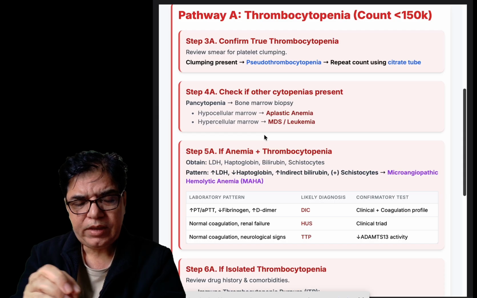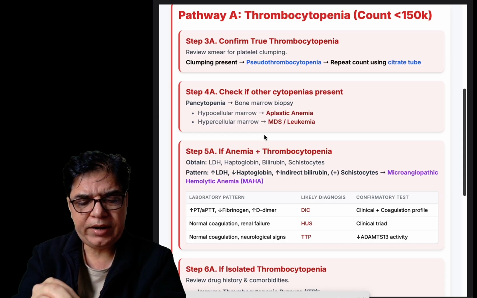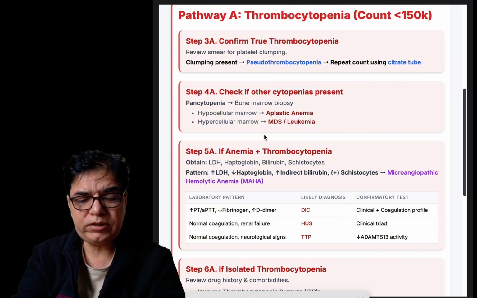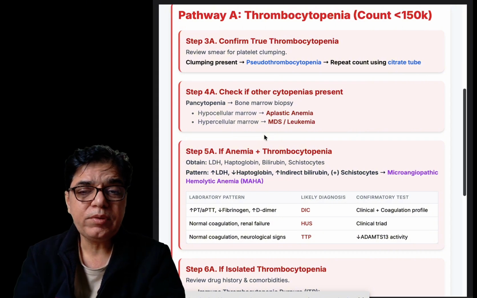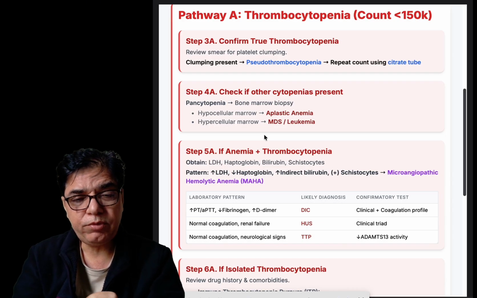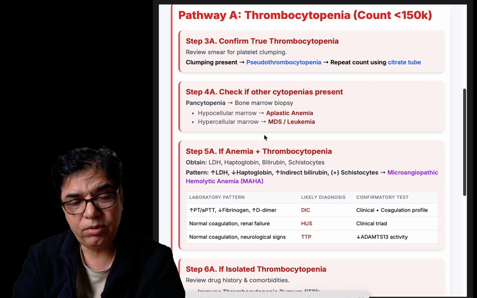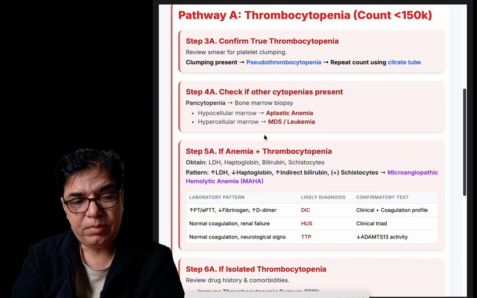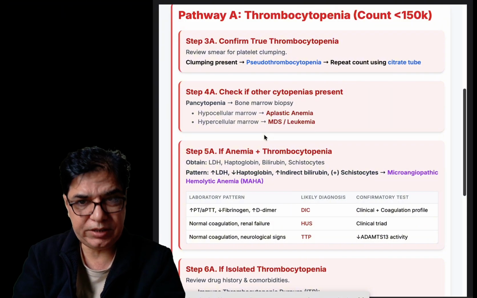But remember, any child who has a low platelet count and anemia with it, you should be thinking of DIC, disseminated intravascular coagulation, or thrombotic thrombocytopenic purpura, or what? Hemolytic uremic syndrome. So remember, in DIC the coagulation profile is always deranged while it is normal in the other two. And to differentiate between HUS and TTP, the best test is ADAMTS13.